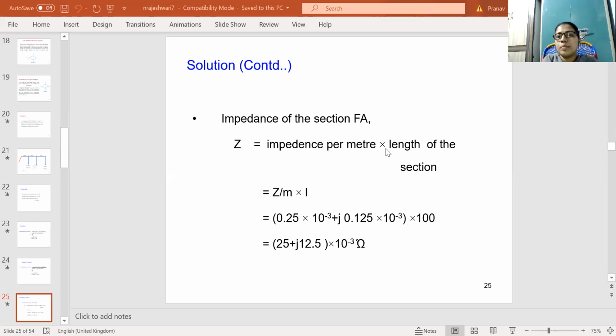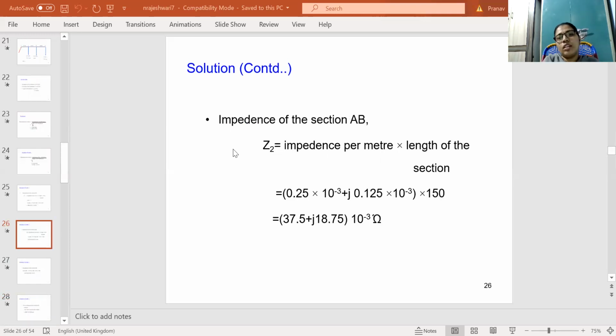So Z is equal to impedance per meter into length of the section, where L is the length of the section. So Z1 = (0.25 × 10^-3 + j0.125 × 10^-3) × 100. By multiplication and simplifying, we get (25 + j12.5) × 10^-3 ohms as the impedance of the section FA.